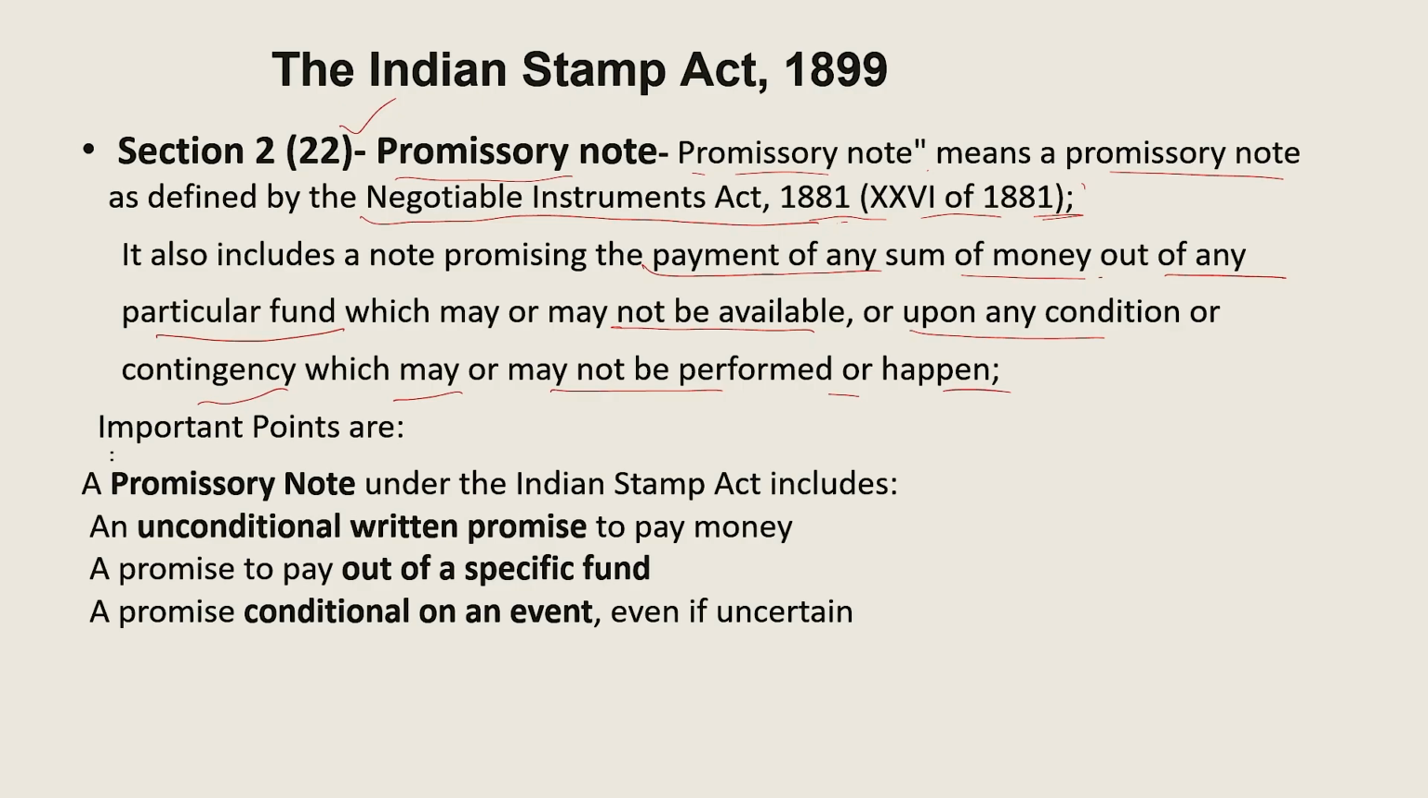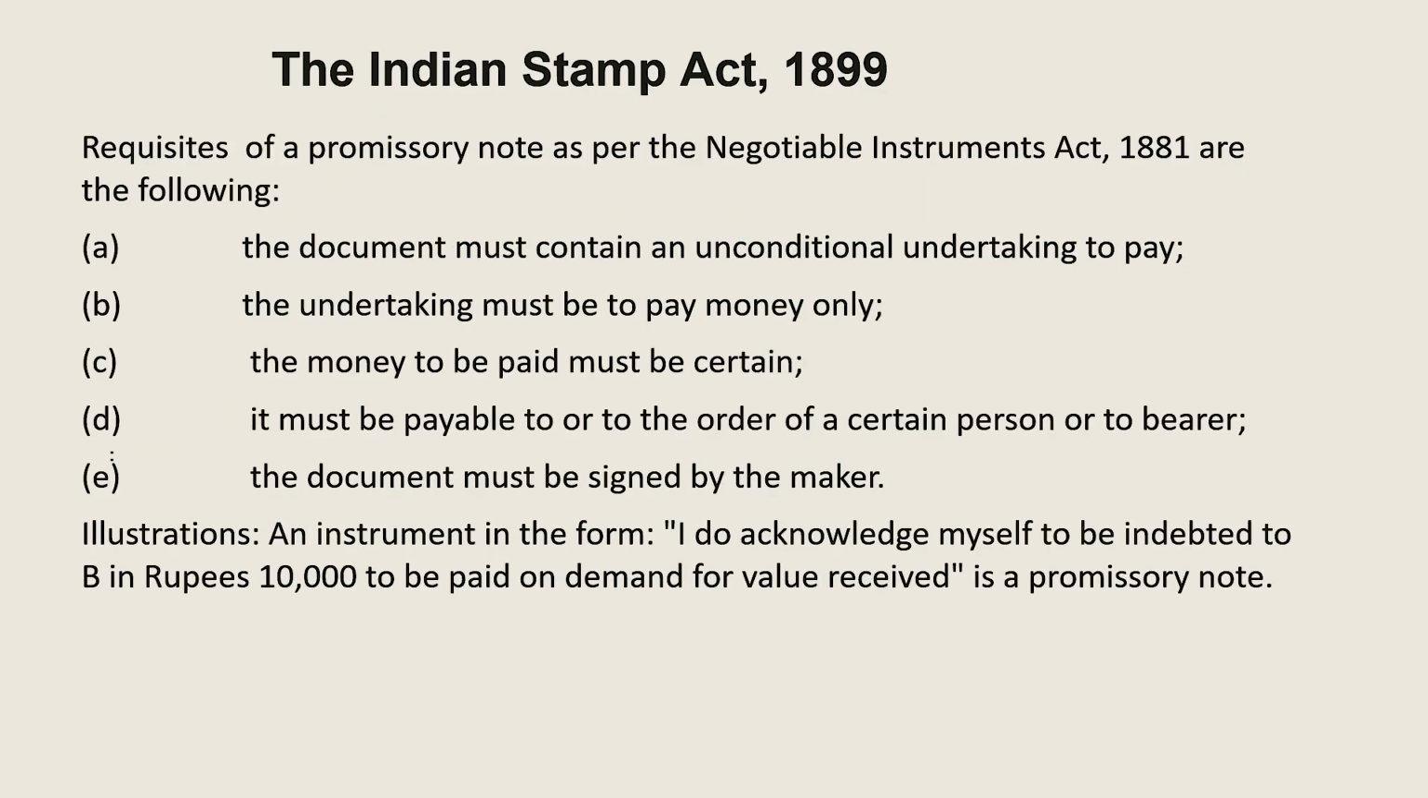So what are the important points? A promissory note under the Indian Stamp Act, what does it include? Unconditional written promises to pay money. Then a promise to pay out of a specific fund. Then a promise which is conditional on an event, even if uncertain. Now what are the requisites of a promissory note? As per the Negotiable Instruments Act 1881, the document must contain an unconditional undertaking. The undertaking must be to pay money only. The money to be paid must be certain, and it must be payable to, or to the order of, a certain person or to the bearer.